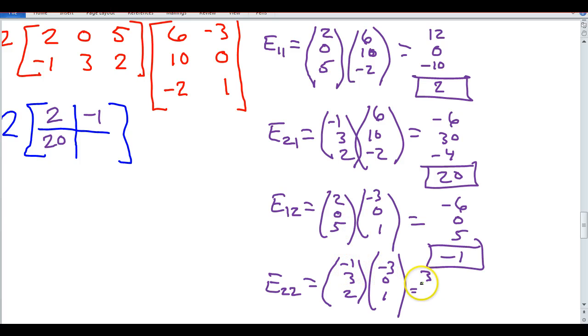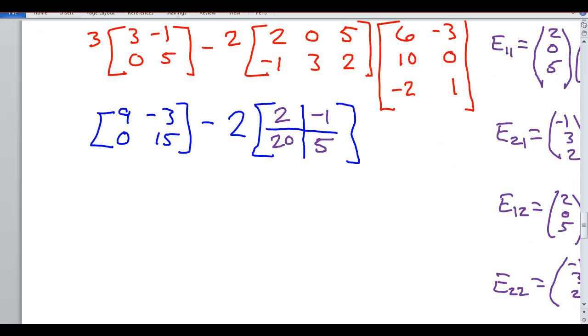-1 times 3 is +3, 0, and 2. So that's going to be 5. Okay, so I'm going to have that as my little matrix. I really hope I did not make a careless mistake, because I don't have time to fix it right now. So fine, I multiplied those two together and I got this.